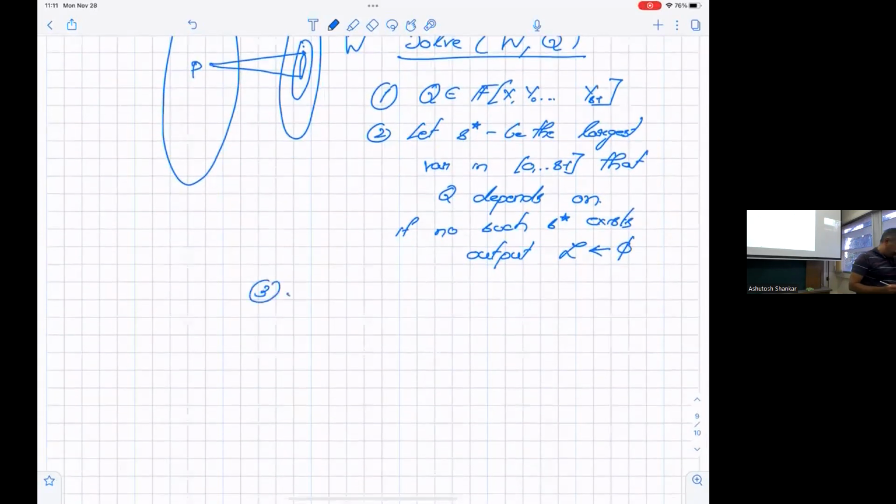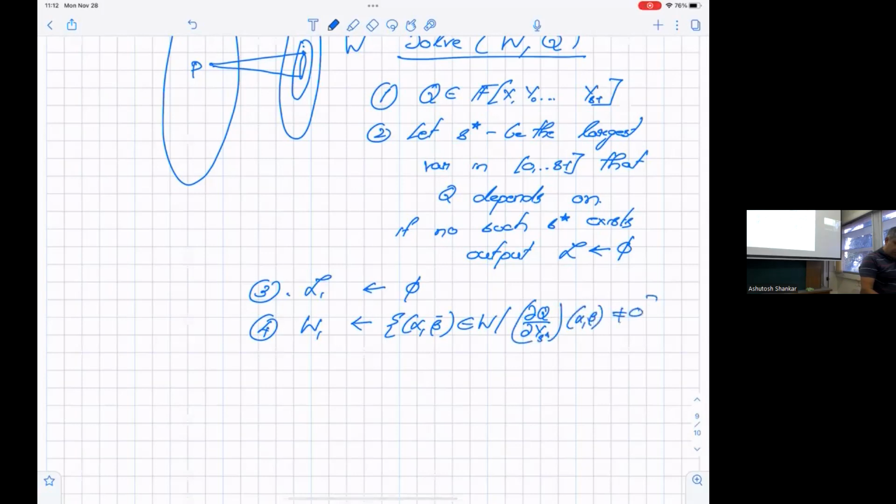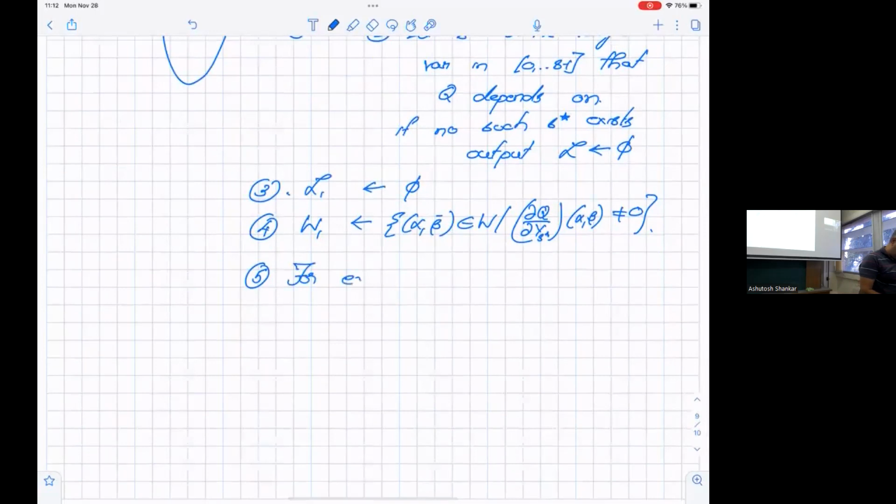Else, I'm going to do the following. We're going to initialize, there are going to be two types of list. We're going to initialize L1 to be the empty list. I'm going to initialize W1 to be all those alpha betas in W such that dou Q by dou y S star at alpha beta is not equal to 0. Okay. For each alpha beta in W1, we can now do the extraction procedure.